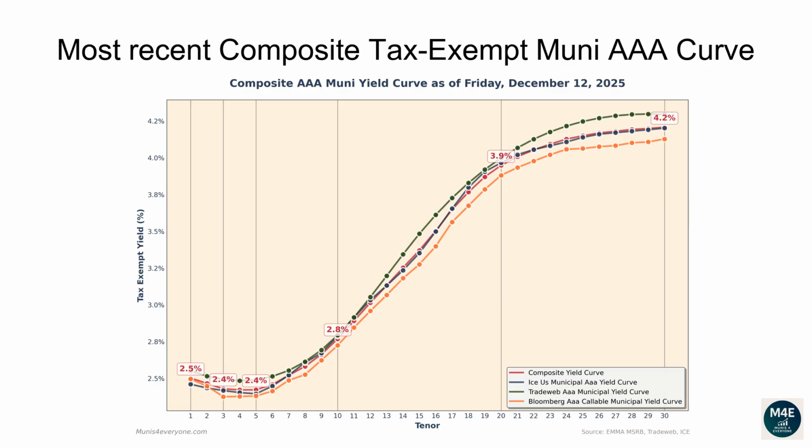The one-year composite tax-exempt yield is 2.5%. The two-year yield is 2.47%. The three-year yield is 2.43%. The 5-year yield is 2.42%. The 10-year yield is 2.77%. The 20-year yield is 3.95%. The 30-year yield is 4.21%.